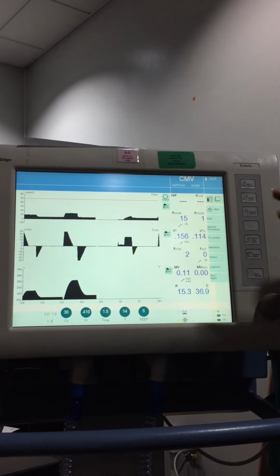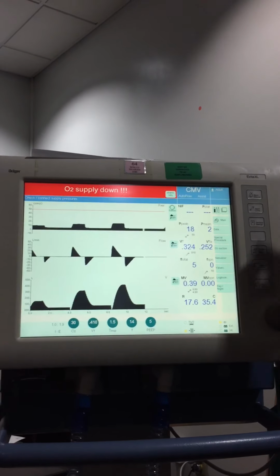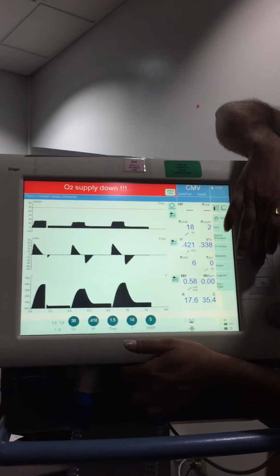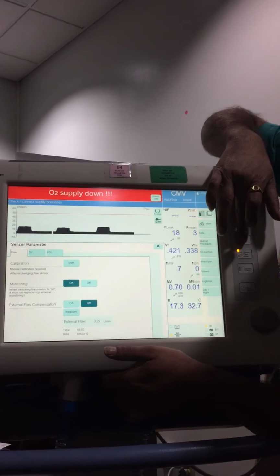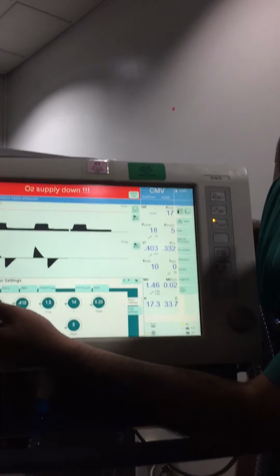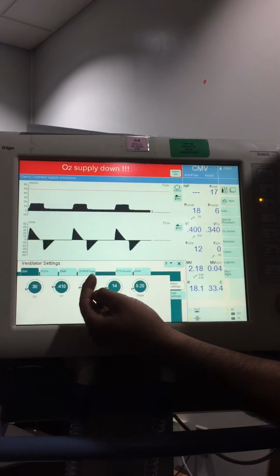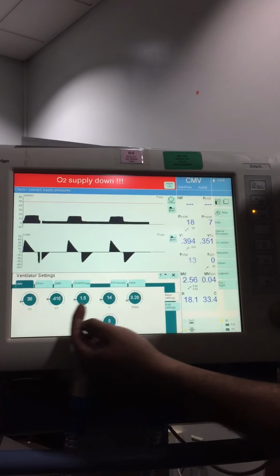This is for when we don't have time. If you have time, you can go by mode and parameters. So where do we have to go for mode and parameters? Here they have given CMV, volume control, pressure control, SIMV, CPAP. Here they have given the parameters.